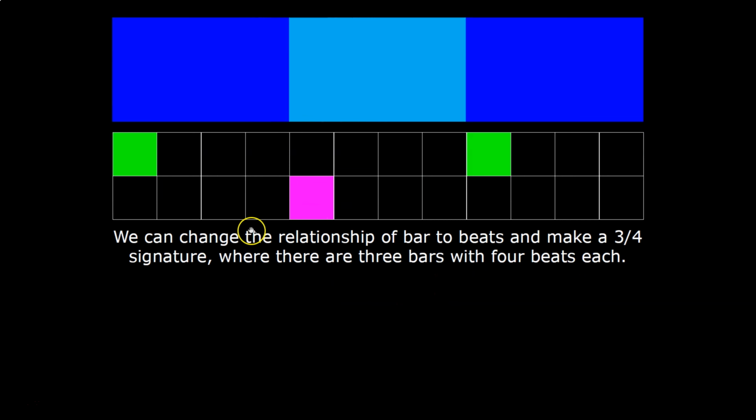We could also change the relationships of the bars to beats, so we could have 3 bars with 4 beats each, rather than 4 bars of 3 beats each, and so then you get the 1 2 3 4, 2 3 4, 3 2 3 4. I'll play that.